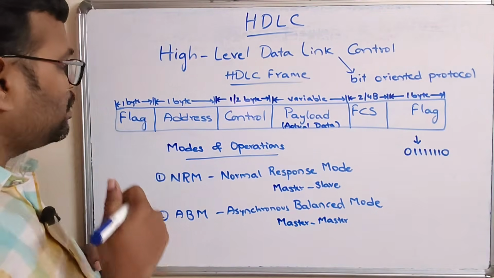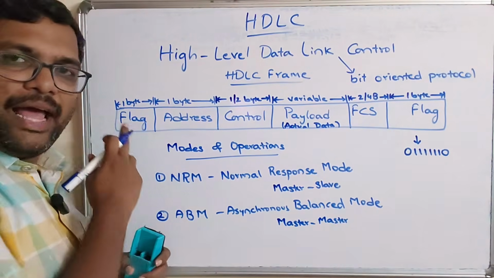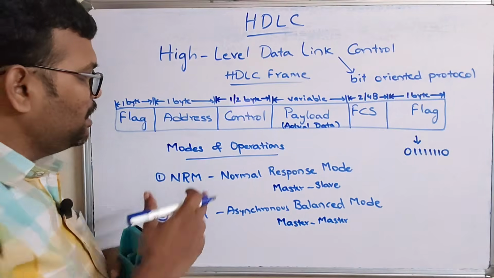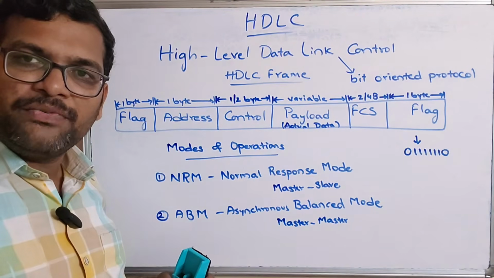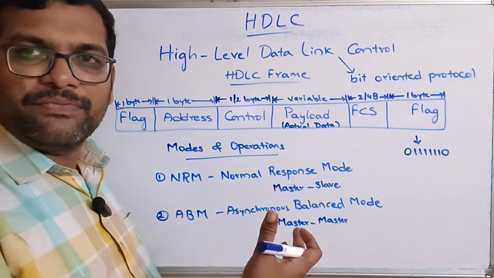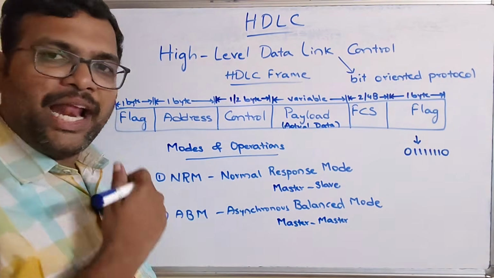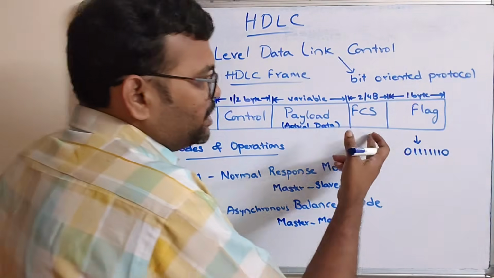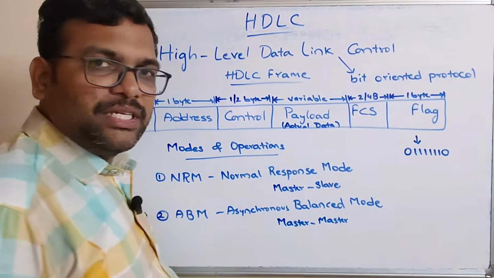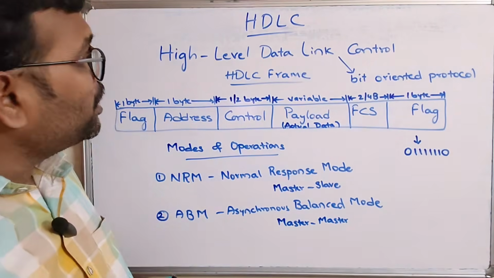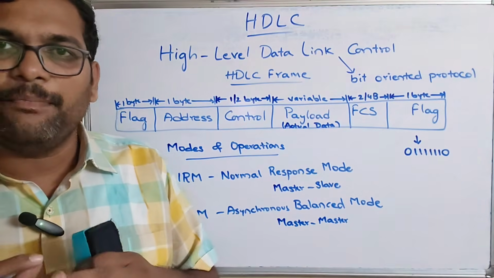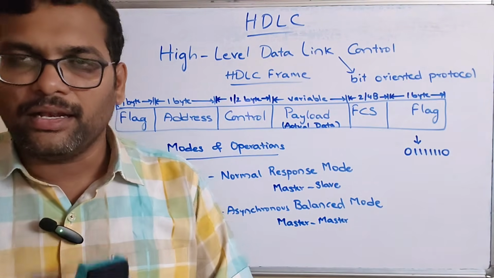A quick recall of the frame structure: the first one is the flag, which represents the starting of the frame. Address gives the receiver's address, and the control field specifies the type of frame, whether it is an I frame, S frame or a U frame. The payload is the actual data which we want to send, and FCS, frame check sequence, is used for error correction bits. Finally the flag, once again. So hope you understood this HDLC, High-level Data Link Control protocol. It's a bit oriented protocol in the data link layer.